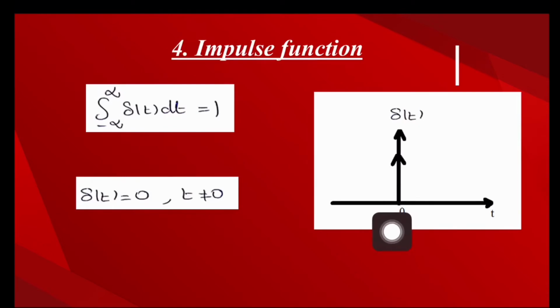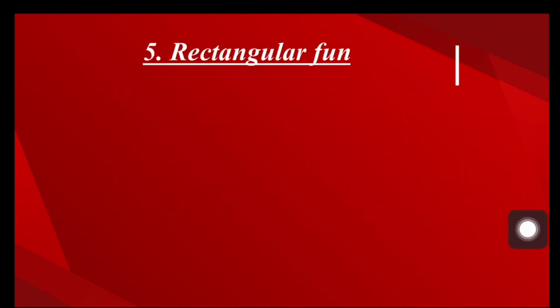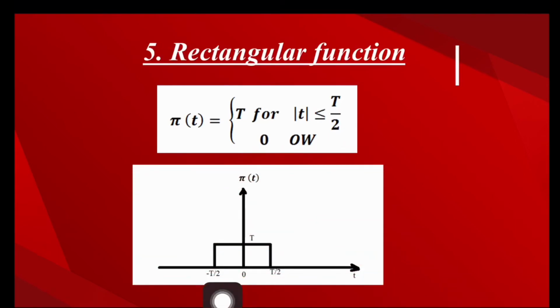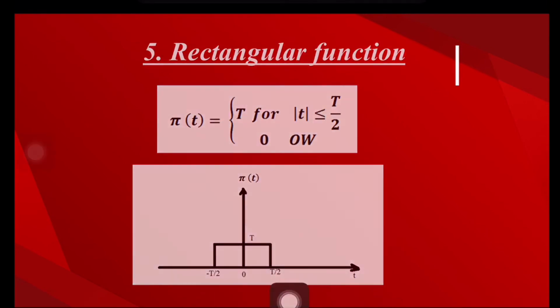In fact, impulse function is not a practical function, but we are using it for the analysis of signals and systems. Next, rectangular function. It is defined as pi of t is equal to capital T for mod t less than or equal to t by 2, 0 otherwise. This is the waveform. You can see it is having a constant amplitude capital T from minus t by 2 to t by 2. It looks like a rectangle.